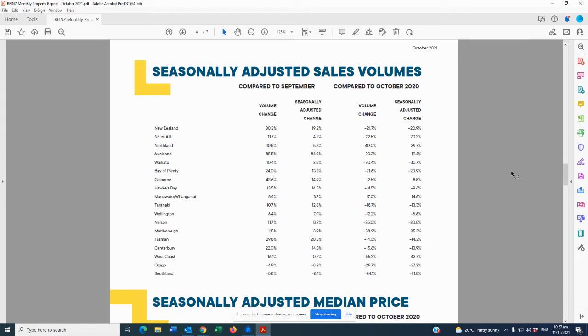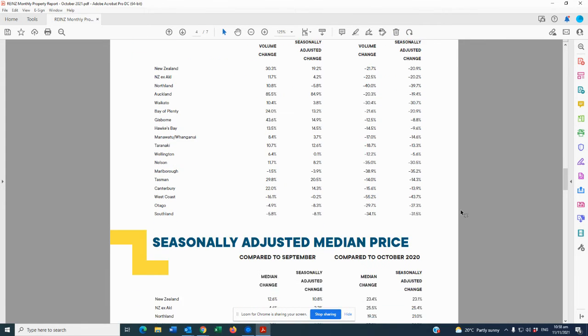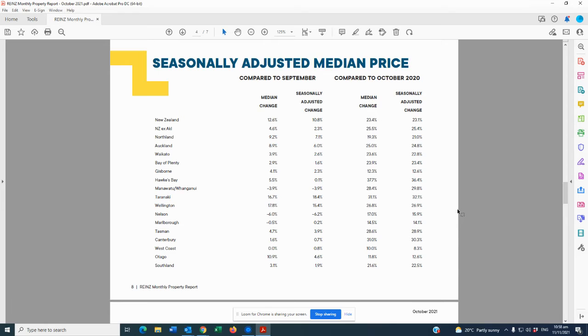If you wanted to pause things and have a look at the change here, what we're looking at here is the volume change compared to last year, how many fewer sales there are. And that's just indicating that things really have changed somewhat. Slower market. And this, of course, is, again, the median price changes. You can look across the various districts and compared to last year, and also compared to last month.